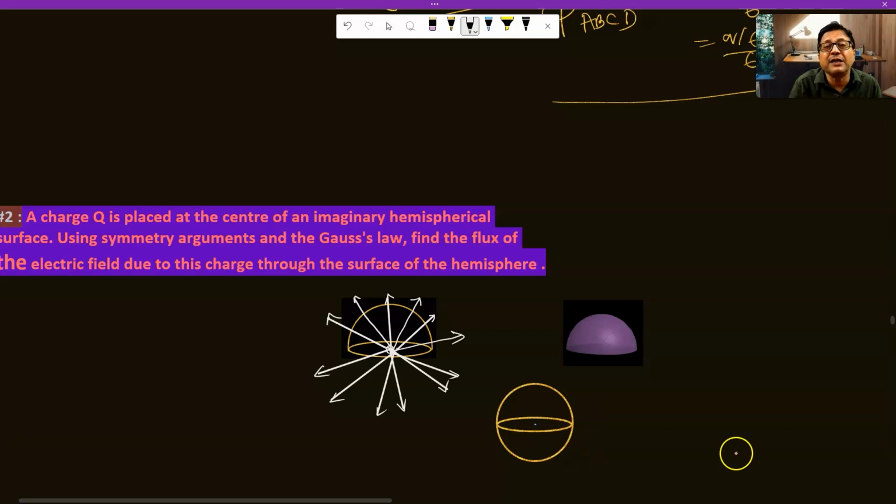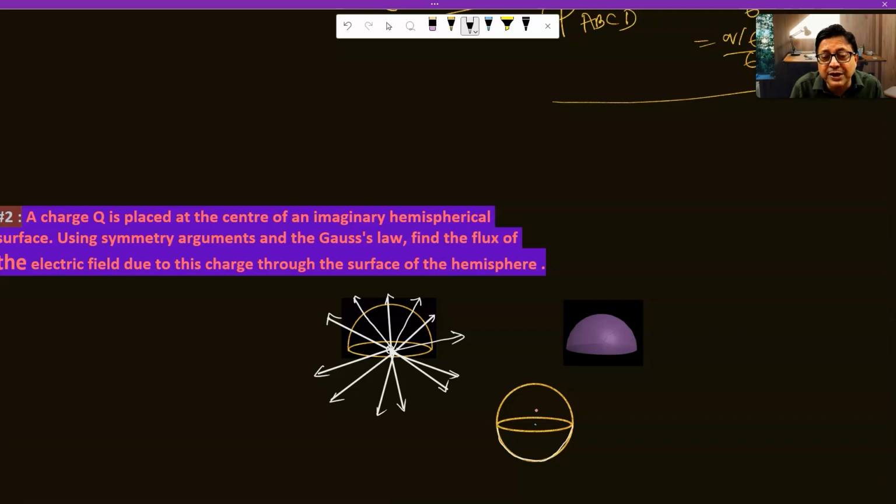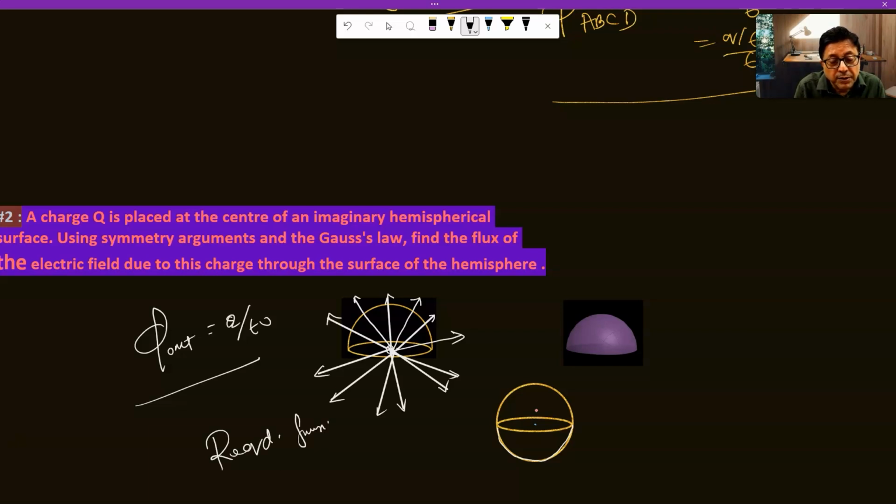Completing the hemisphere, this part is added over there. In the problem, this part is added. So when joined with the given one, it is a complete sphere, and phi out is Q by E0. Through this hemisphere only, the required flux will be Q by E0 divided by 2, that is Q by 2 E0. You all understand? Through the hemisphere, it will be Q by 2 E0.